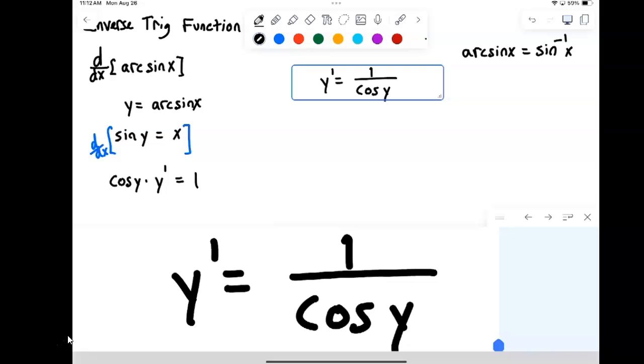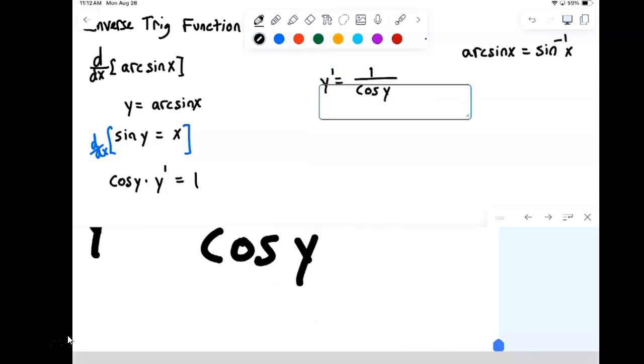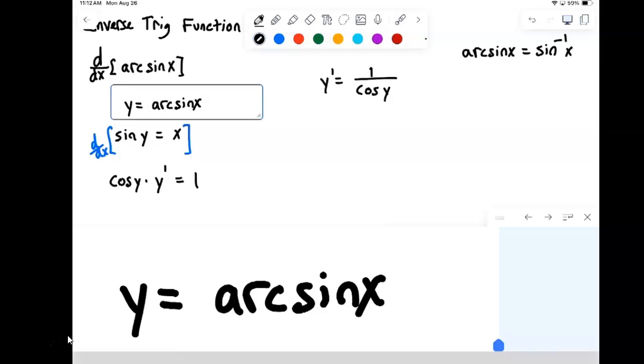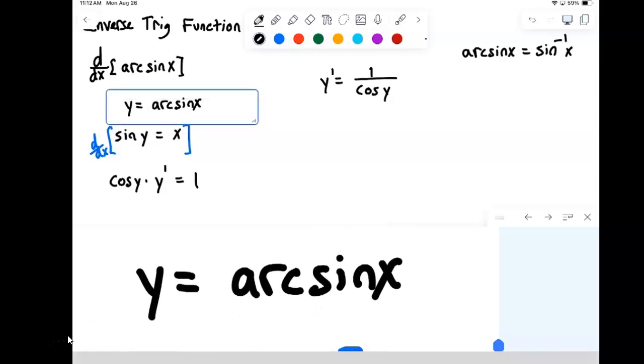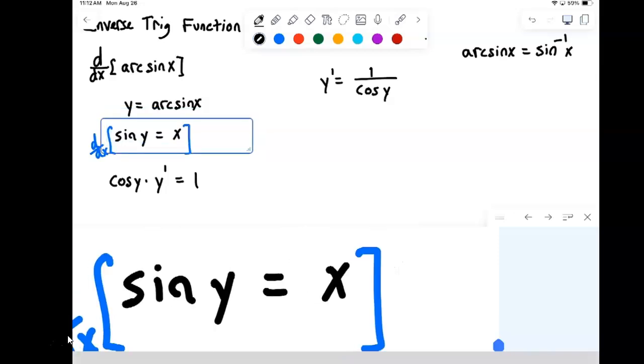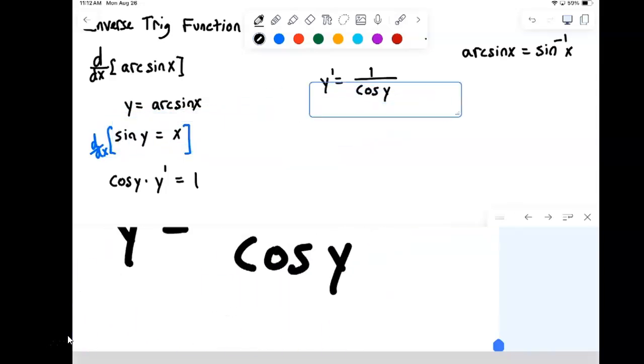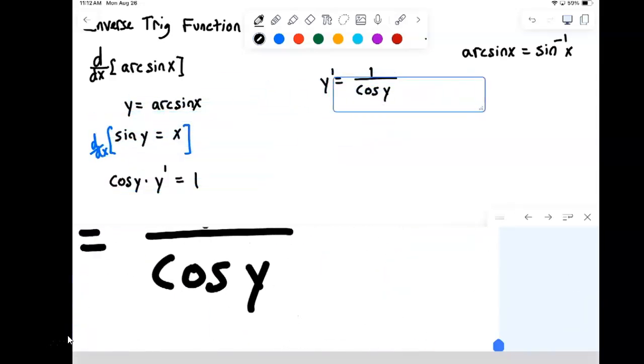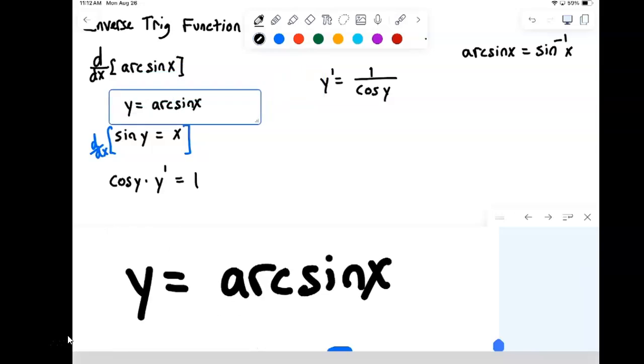But unfortunately, that answer is in terms of the variable y, not in terms of the variable x. So we need to actually compute what amounts to the cosine of the arc sine of x. The way we do that is we look at this relationship, y equals arc sine of x, and sine y equals x. We use this relationship to draw a picture from which we can compute cosine of y.